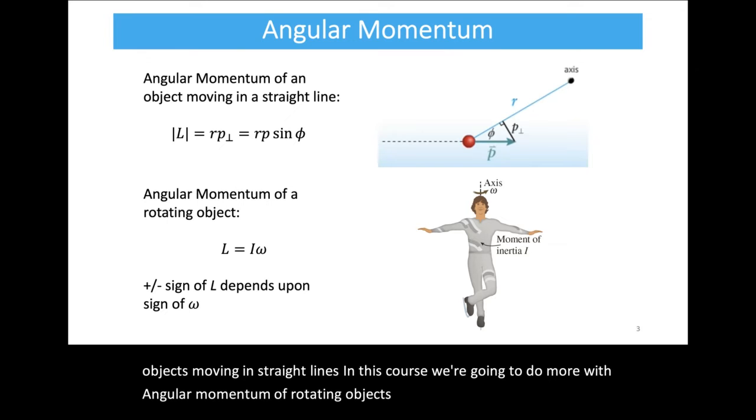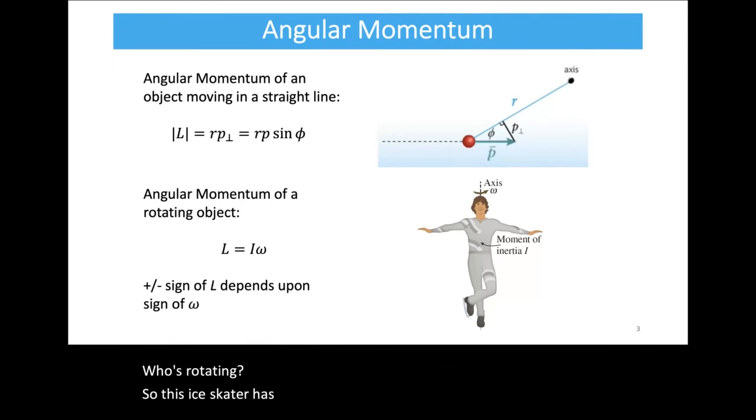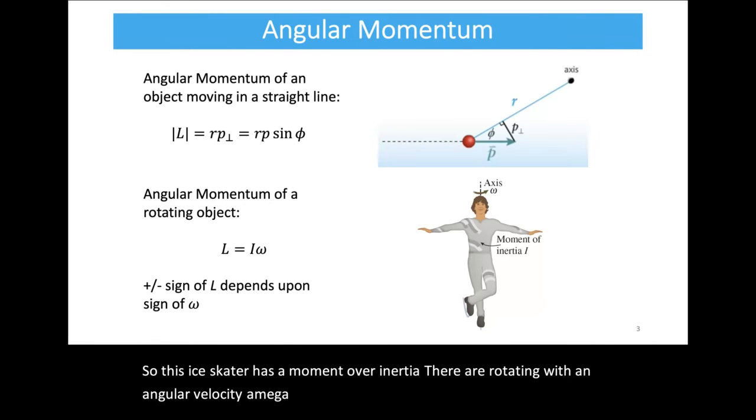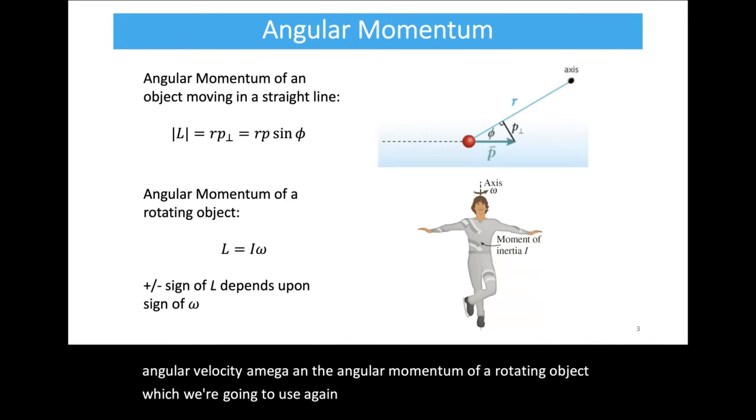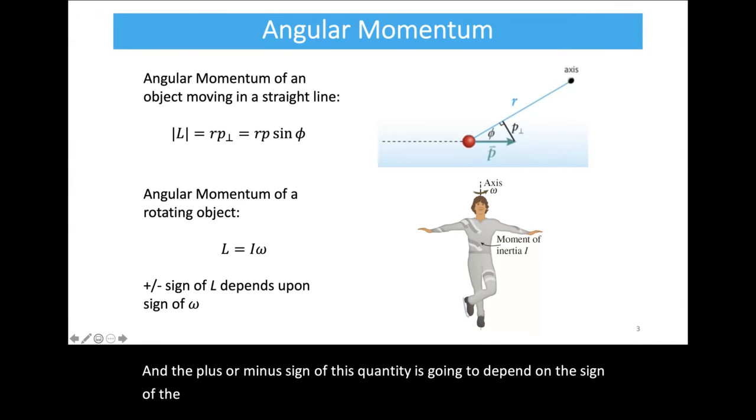So rotating extended objects, like for example, our ice skater here. So here's an ice skater who's rotating. So this ice skater has a moment of inertia. They're rotating with an angular velocity omega. And the angular momentum of a rotating object, which we're going to use, again, L for, is the moment of inertia times the angular velocity. Okay? And the plus or minus sign of this quantity is going to depend on the sign of the omega, the sign of your angular velocity.